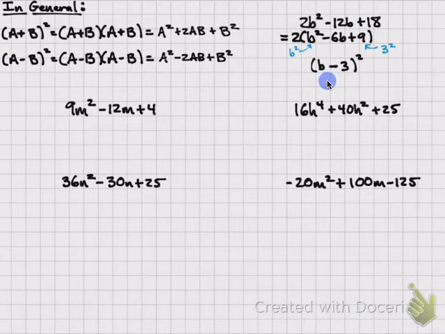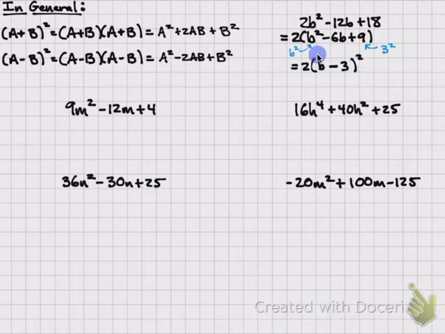And with a little mental check, if we were to multiply this out, we would get a b squared, we would get a negative 3 squared, and we get 2 times a times b, so 2 times b times negative 3, that's negative 6b, boom. This is the factorization of that trinomial. Don't forget our common factor from before, that 2. So the full factorization of that original polynomial is 2 times the quantity b minus 3 squared. So always want to look for those common factors.